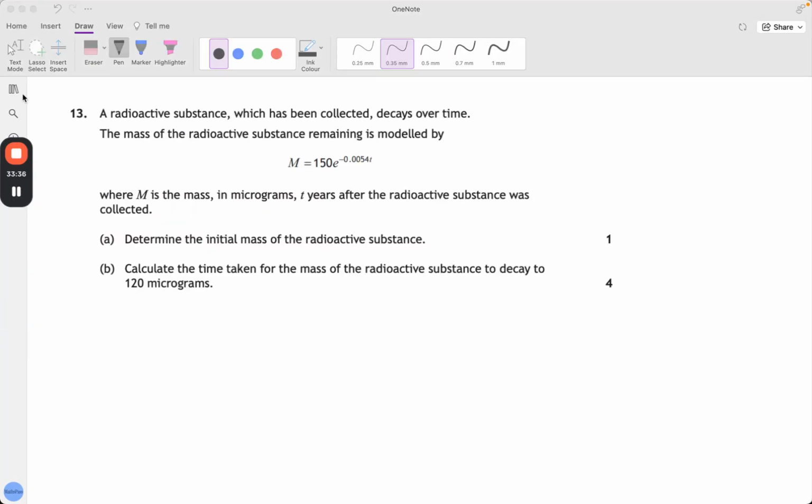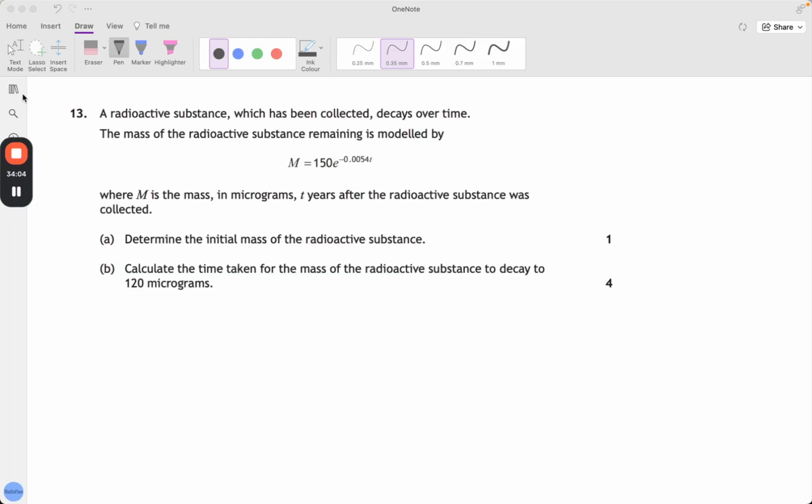So for question 13, a radioactive substance which has been collected decays over time, and the mass of the radioactive substance remaining in the model is modelled by m equals 150 e to the minus 0.0054 t, where m is the mass in micrograms, t years after the radioactive substance was collected. So our time is in years here, and our m is our mass. So based on that, we want to determine the initial mass of the radioactive substance.